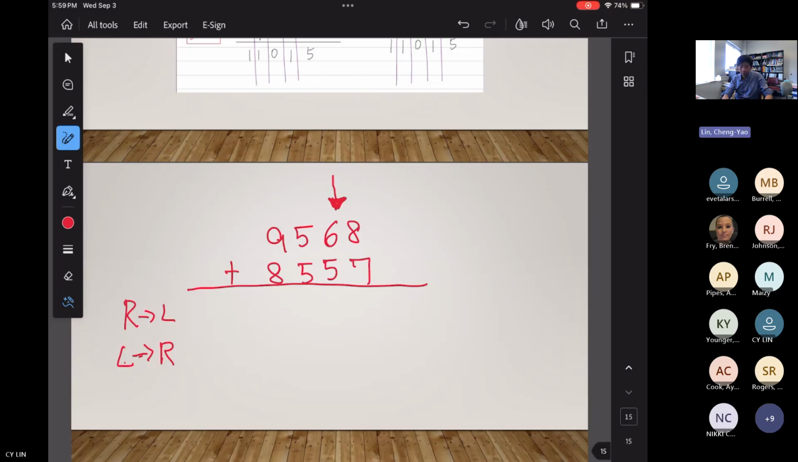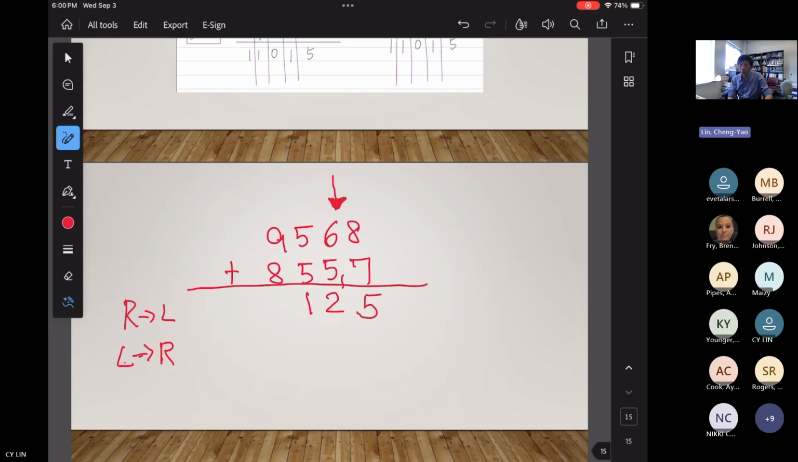Okay, are we done? Yes. Okay. Right to left. 7 plus 8 is 15. Put a 5, remember 1. And 6 plus 5, which is 11. 11 plus 1, 12. Are you with me for this? Yes or no? Yes.